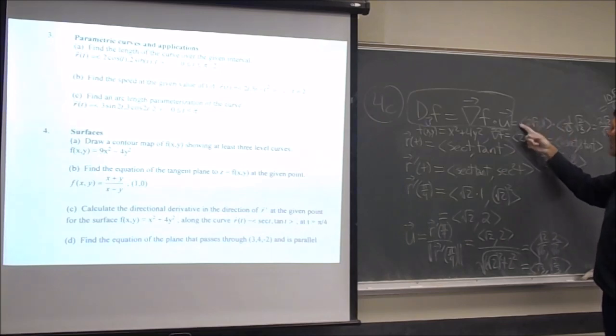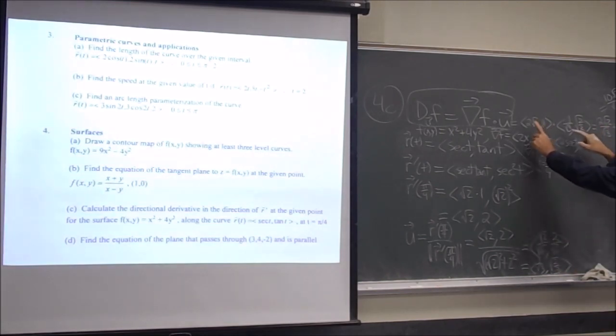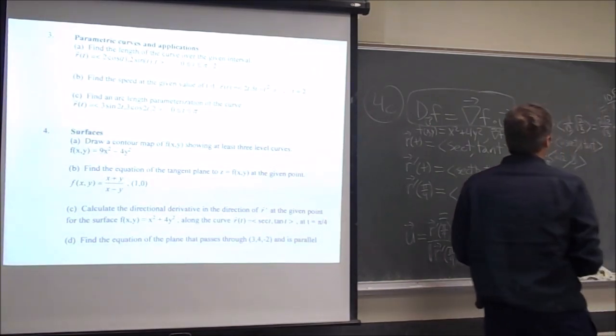Now I'll take gradient of f that I computed up here, dot the unit vector, the direction I want to move, and I get this slope of the tangent plane. This times this plus this times this is the dot product, gives me 10 square root 2 over square root 3, or so your algebra teacher doesn't roll over in his or her grave, rationalize it as 10 square root 6 over 3.